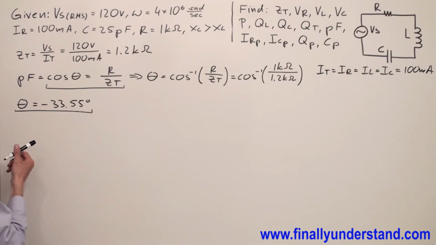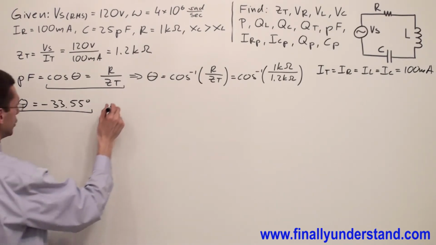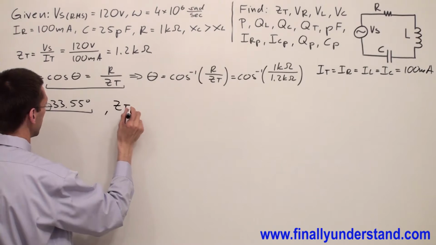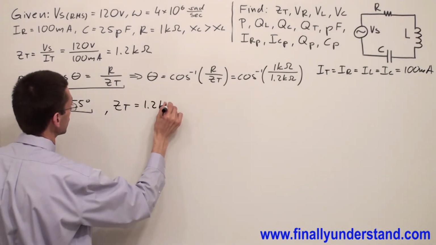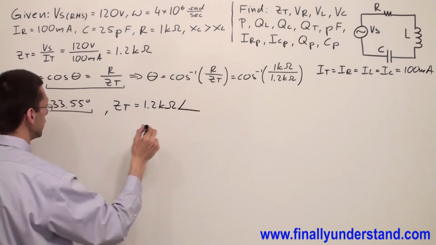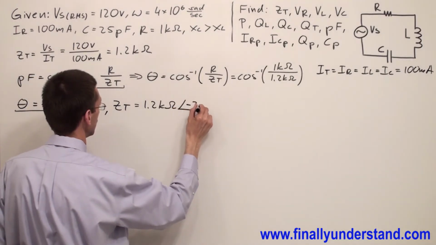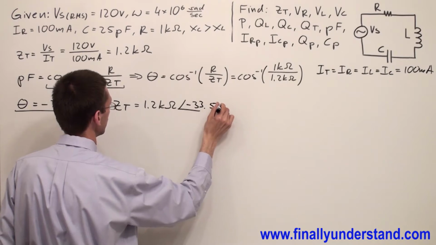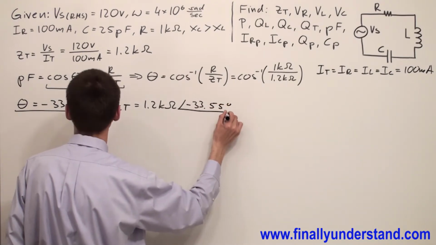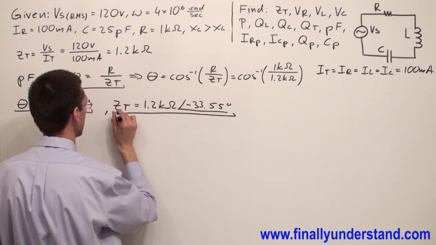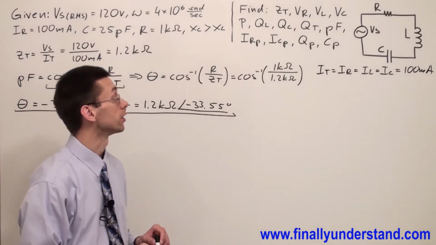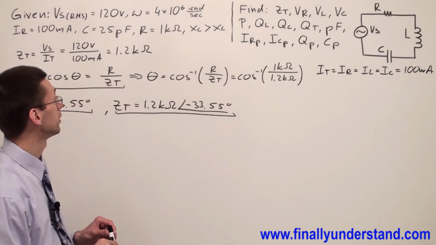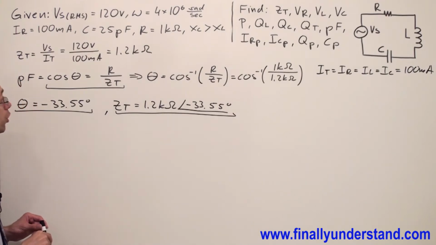So we found Z total equals 1.2 kiloohms and has also angle negative 33.55 degrees. Okay, so this is my Z total. Next, I'm supposed to find voltage across each component. In order to find voltage across each component, I'm going to use Ohm's law.